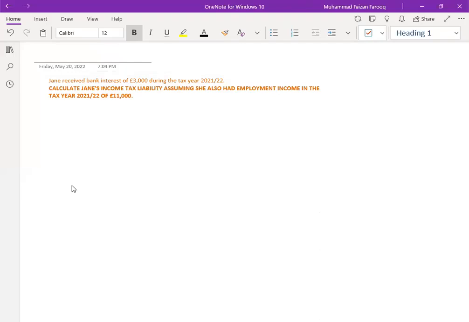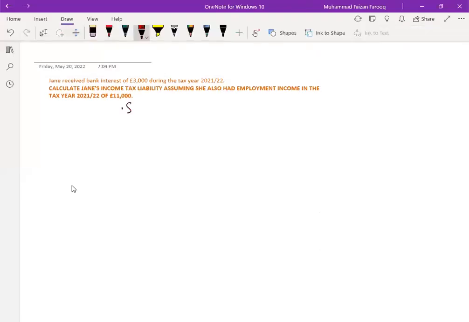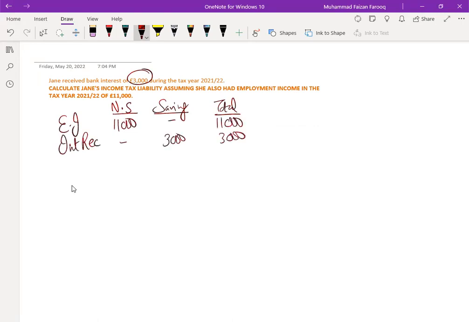Here we have one note and I am writing. We have the fixed format, non-savings, and now we have interest, so we will make a savings column. Before we used to make one column, now we have interest here, that's why we make two columns. We have employment income 11,000 and interest received 3,000, which is 14,000. This will be total income. Do we have any qualifying interest in this question? No. So this total is my net income.